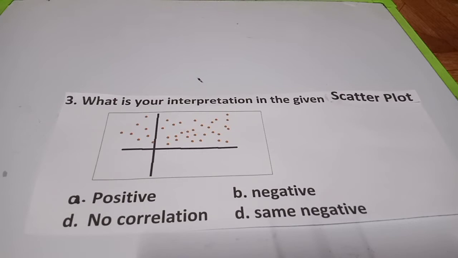There is a positive, a negative, going to positive, going downward. So it means to say there is no correlation if you look at this figure. What do you mean by no correlation?